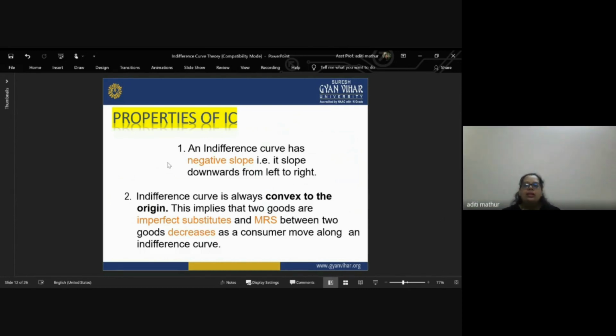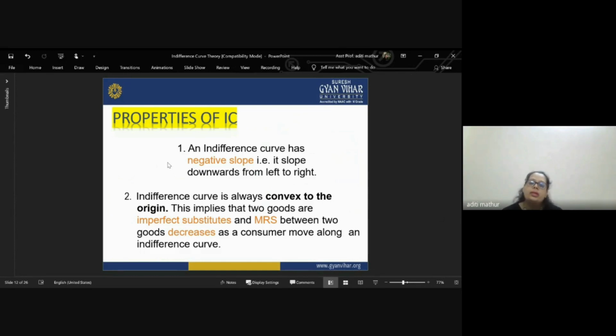So an indifference curve has a negative slope. That means that it slopes downward from left to right, just like our demand curve. So indifference curves are negative. It is downward sloping from left to right. Why? Because of the property of the law of diminishing marginal rate of substitution. That is the core reason because of which the slope of the indifference curve is downward and negative sloping.